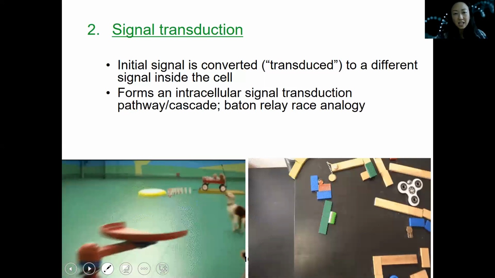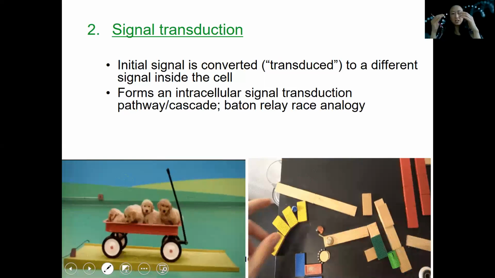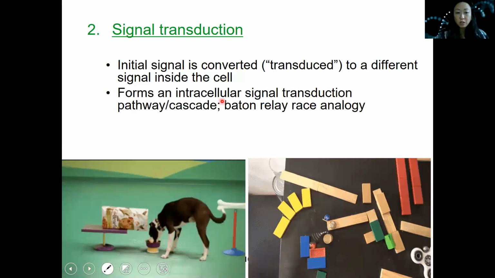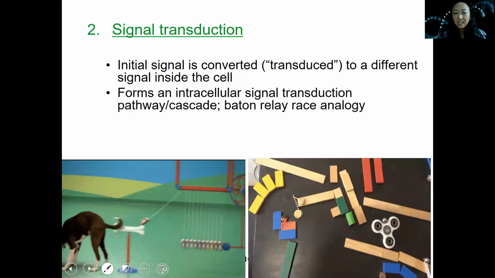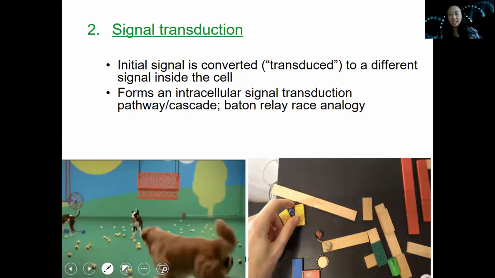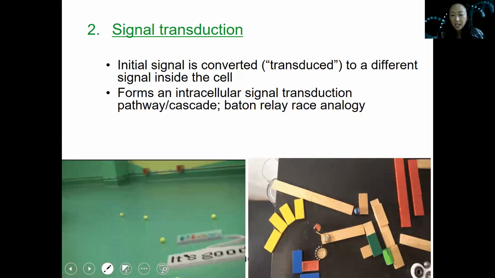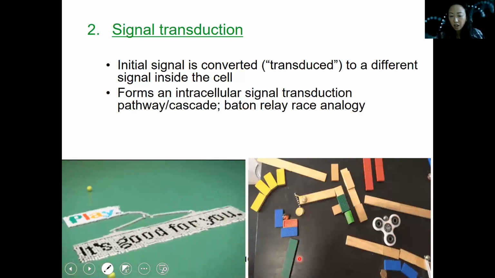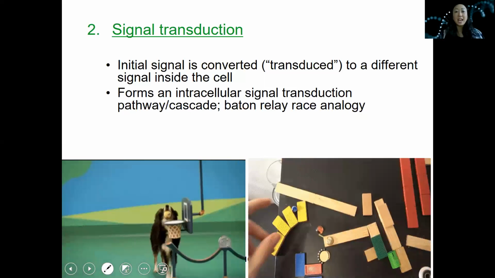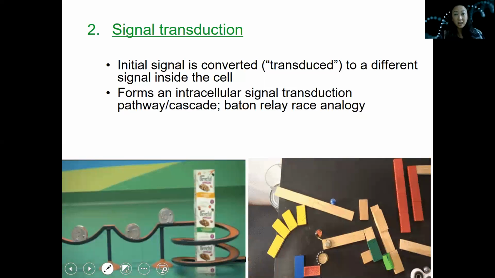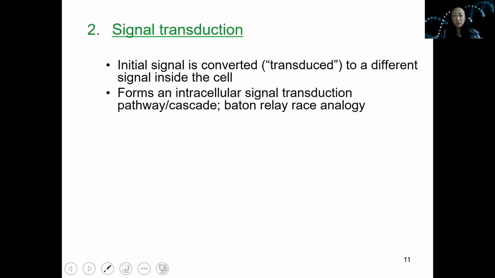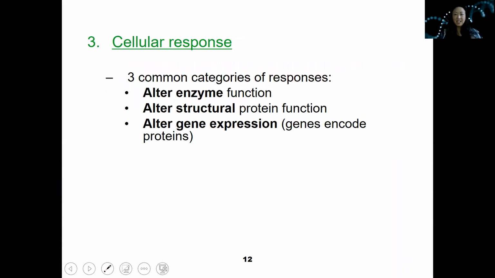The signal is changed to a different signal inside the cell. That's the second stage. Now it goes from outside to inside, and it forms an intracellular, inside the cell, signal transduction pathway. It's like a baton race. I give it to you, you give it to the next, very much like what we're seeing here. One hits the other hits the other, and now you get a cascade of events inside the cell saying, hey, something is telling us to do X, Y, Z. And what is that? That will be stage 3.